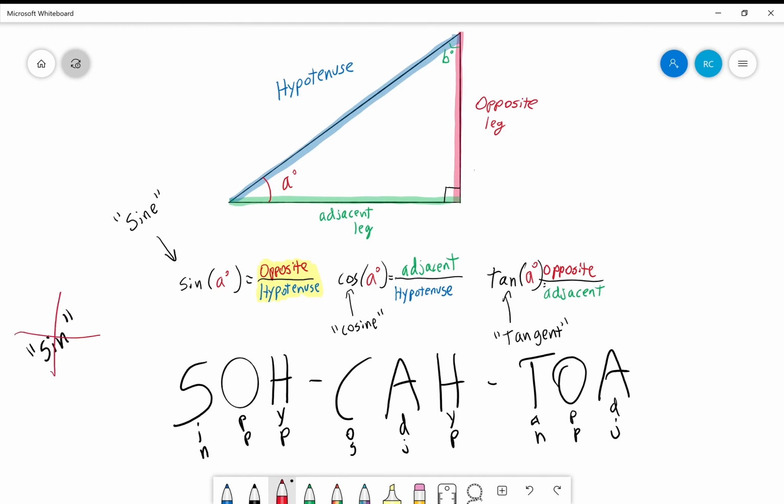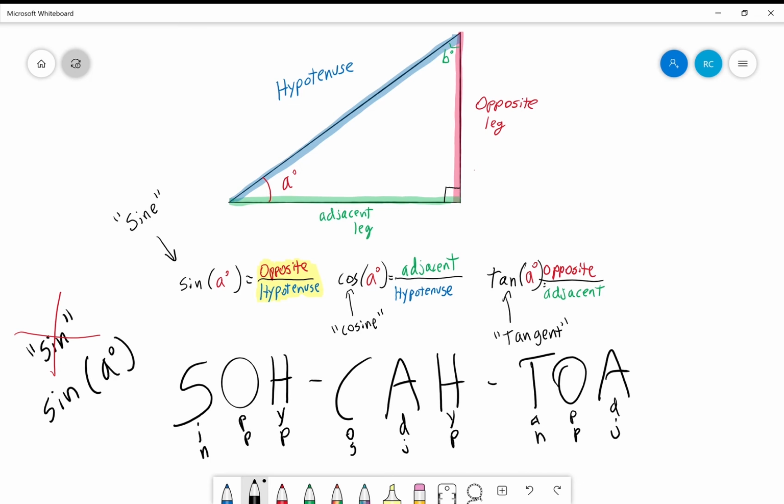Okay? Sine is not a thing. It's not a number. It's not a variable. It's not a thing that you're multiplying by. It is like multiplication. Sine is a mathematical process. So you have to say sine of A degrees.